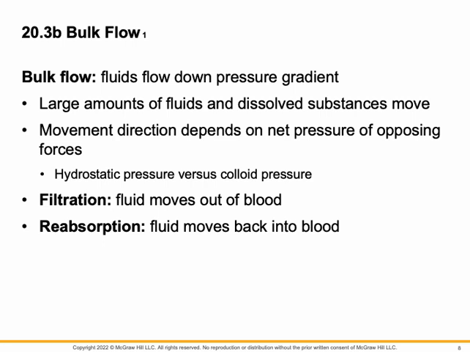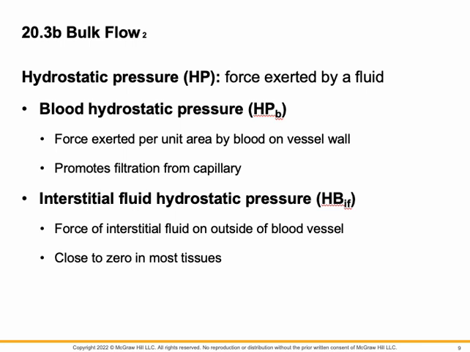So depending on where the highest pressure is and where the lower pressure is, we're going to either get filtration, in which things move out of the blood, so blood to the interstitial fluid to the tissue, or we're going to have reabsorption, where things go from the tissue to the interstitial fluid, ultimately back into the blood, right? So again, we'll talk about a couple of different types of pressures, right?